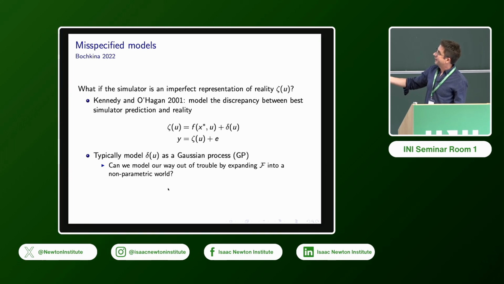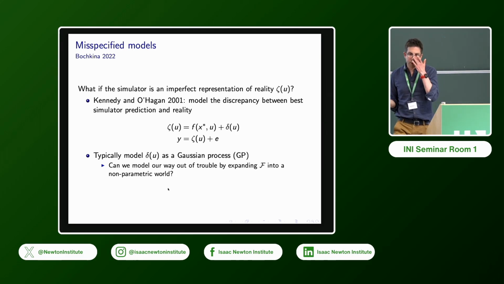But the dominant paradigm in the computer experiments literature for a long time has been the Kennedy and O'Hagan 2001 paper. Last time I checked, it had over 5,000 citations. It's been used in all sorts of communities. So the idea there is that we assume the data are unbiased observations of reality. So y is zeta of u plus an error. And we're now going to assume that reality is our best simulator prediction plus an error term. Our delta u here is what we call our model discrepancy.